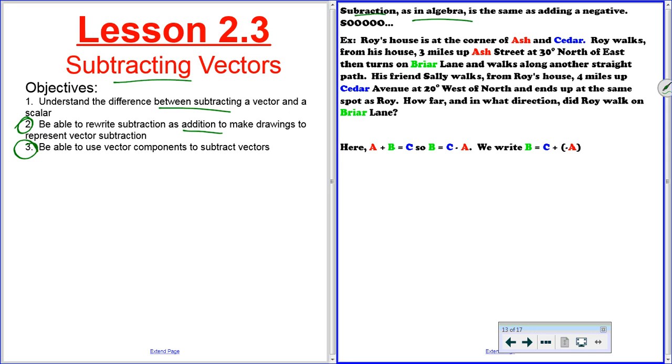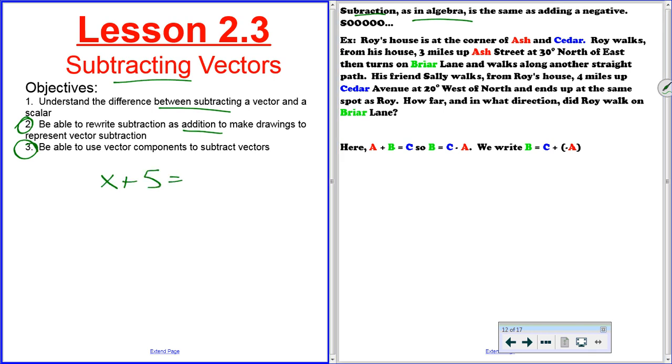So here is the deal. Just like in algebra, subtraction is the same thing as adding a negative. All right. So here's what I mean by that. So in algebra, one of the things that you learned how to do very early on was something like this. You'd be given a problem where it said, oh, well, x plus 5 is 8, and you'd have to find out what x was, right?